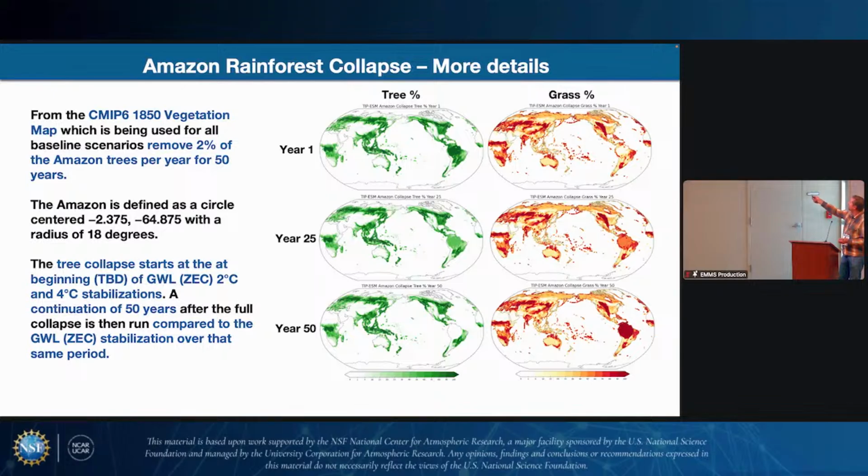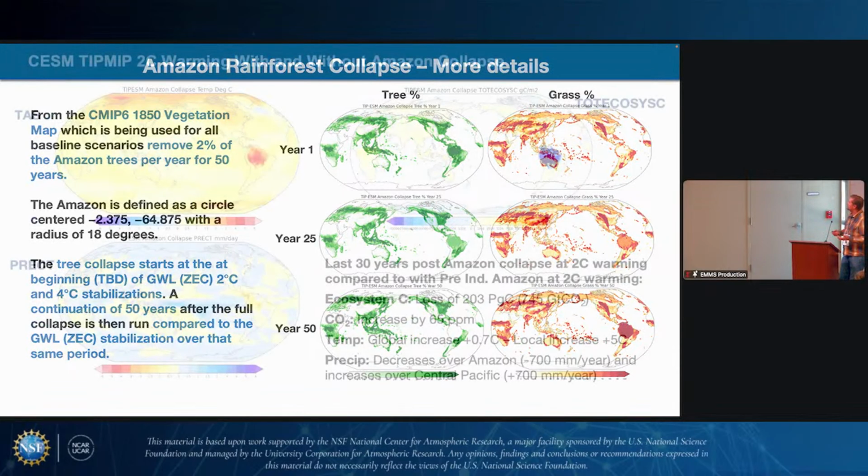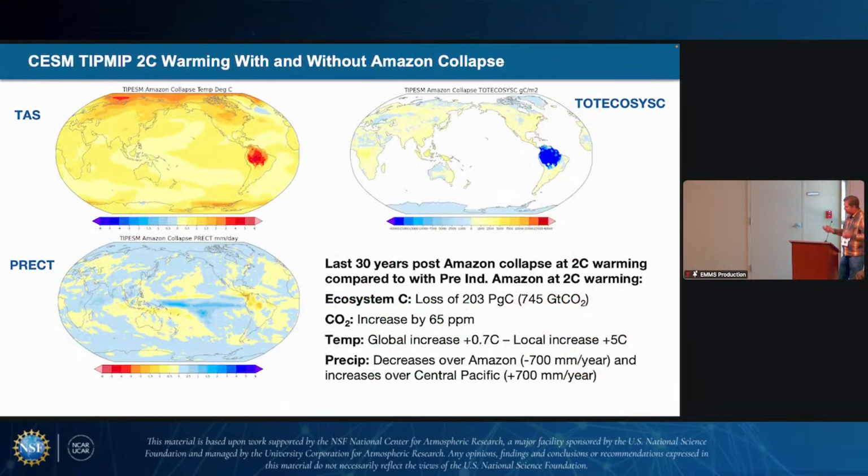So you can see in the top panel here, we have full pre-industrial Amazon tree cover. And this is 25 years in, we've halved that, and then we're down here at zero at year 50. And they're being replaced by grasses along that process. So what's really interesting is if we compare this 2 degree warming with and without the collapse of the Amazon, we can see that there's a strong warming, both globally and also locally.